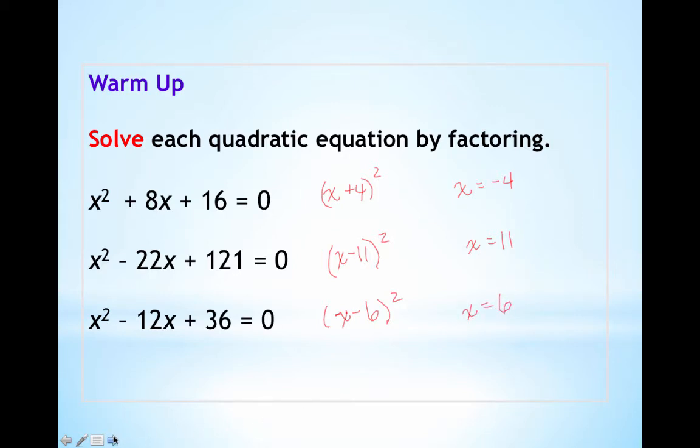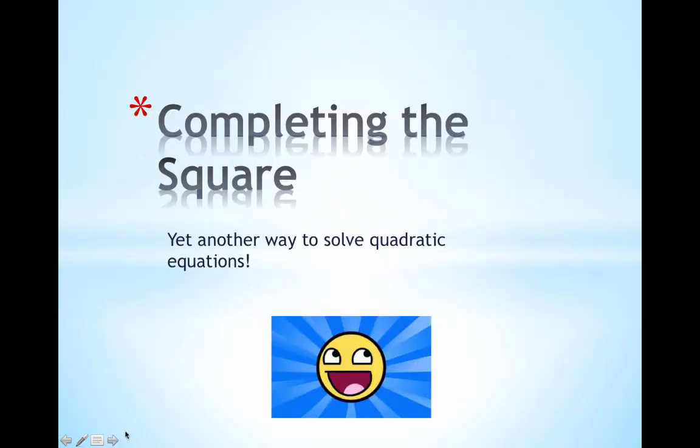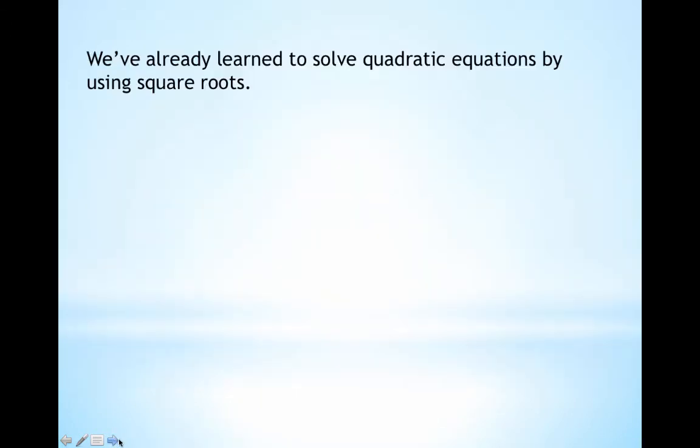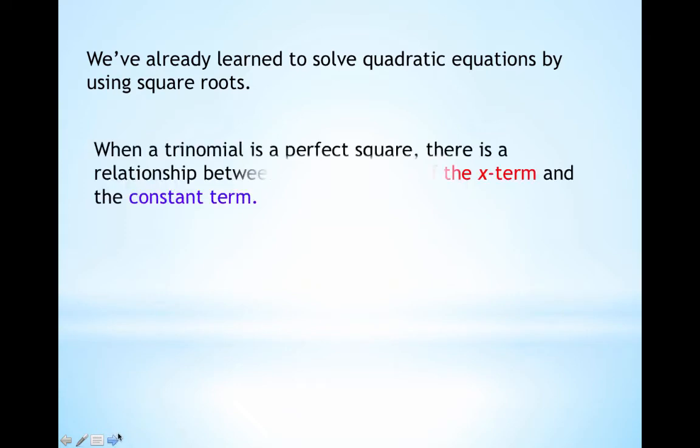Okay? And there's a very specific reason that I am asking you to factor perfect square trinomials, because they're really easy to factor, and we're going to use that concept to do something called completing the square. Yay, another way to solve quadratics. Okay, so we've already learned to solve quadratics by using square roots. We're going to use that concept. We're also going to use the relationship between the coefficient of the x term, the b, and the constant term, the c, and we're going to look at that relationship.